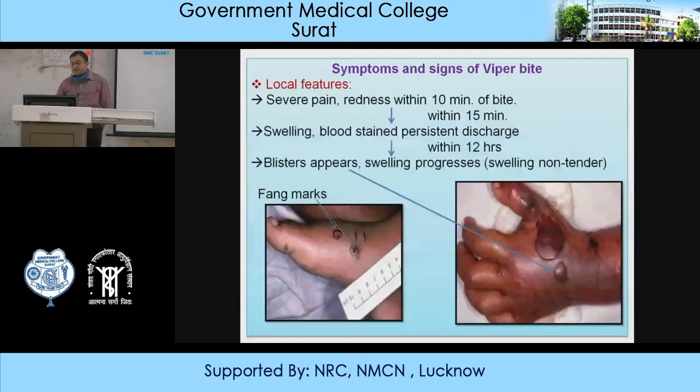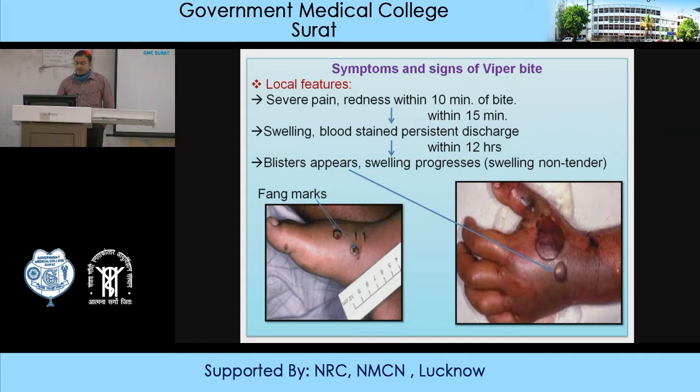Now symptoms and signs of viper bite. Local features: severe pain, redness within 10 minutes of bite, swelling within 15 minutes, blood stain, persistent discharge within 12 hours, continuous bleeding or oozing of blood from the bite mark gives rise to a viperine bite. Why? It is vasculotoxic. Due to coagulopathy, there is continuous oozing of blood.